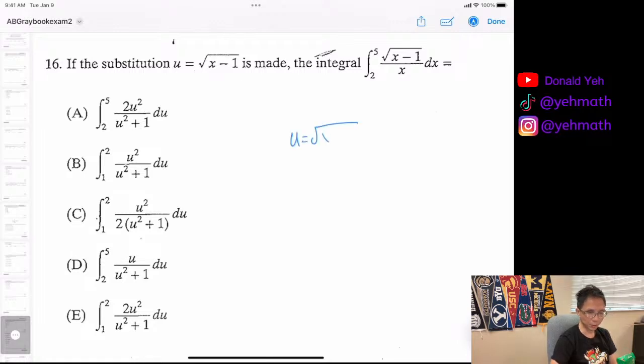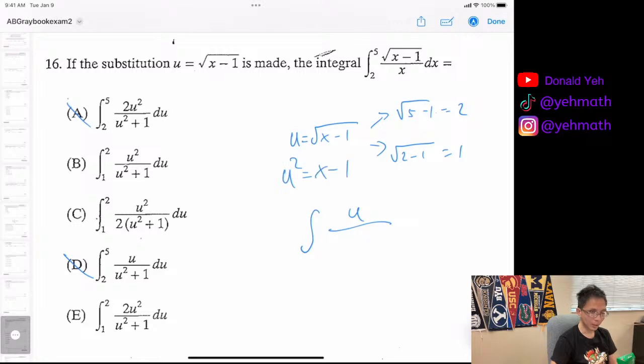So u equals the square root of x minus 1. This is my upper bound and lower bound. The square root of 5 minus 1 is equal to 2. The square root of 2 minus 1 is equal to 1. So integration from 1 to 2. A and D are automatically out. The top is u, but the bottom is going to be back sub. So u squared equals x minus 1, and that's going to be u squared plus 1, du between 1 and 2. The choice will be B. Oh, no, not B. Hold on. u squared plus 1, u, between 1 and 2.